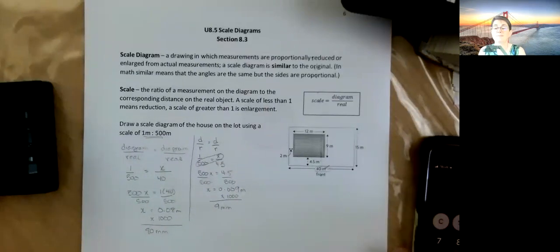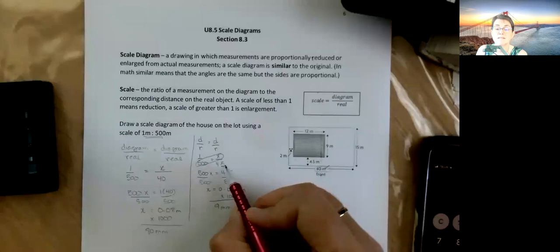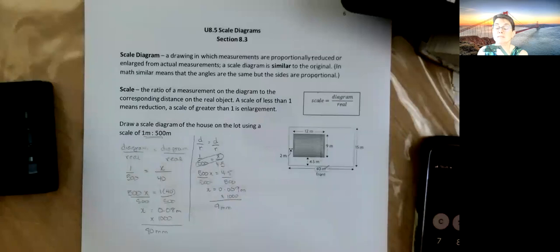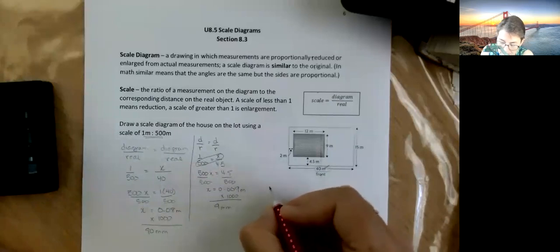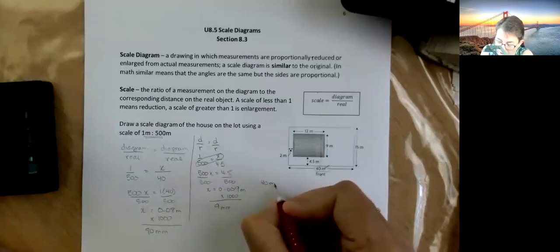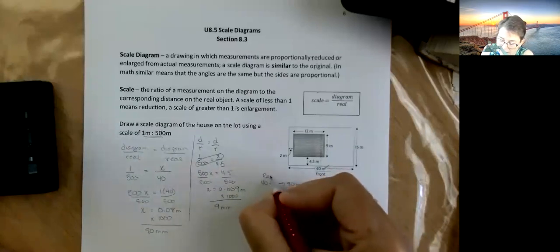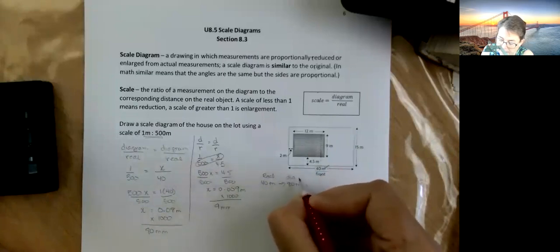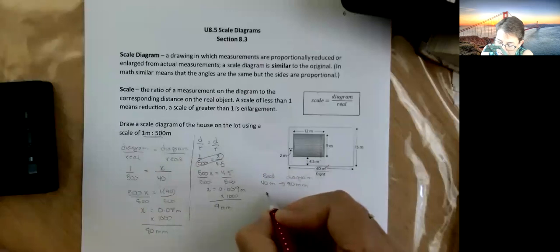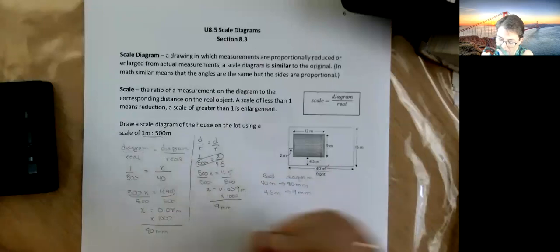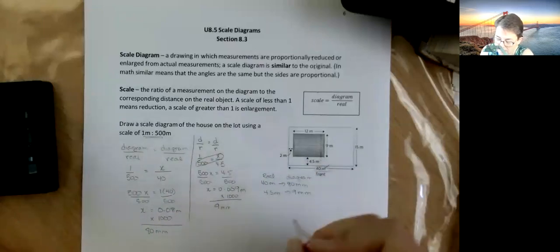All right, I think you can see the pattern already. Every time I do it, the only number that's changing is this one. So it looks like basically all we have to do is divide by 500. Let's make a little chart. So 40 meters, this is real, and this is diagram. We had 4.5 meters, and that was 9 millimeters. I'm just summarizing what we already did. Now I'm just going to be lazy.